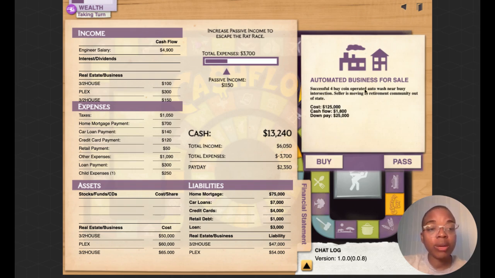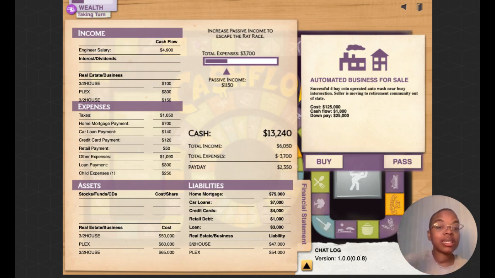Successful 4-bay coin operated auto wash near busy intersection. Seller is moving to retirement community. So 1,800 cash flow. Ooh, that's good. The down payment would be $25,000. I'd have to take out an $8,000 loan, which means I'd be paying $800 a month. So I'd essentially get $1,000 worth of cash flow, because that 800 out of that 1,800 of cash flow would cancel out the loan amount. So I'd be up $1,000 a month in passive income.